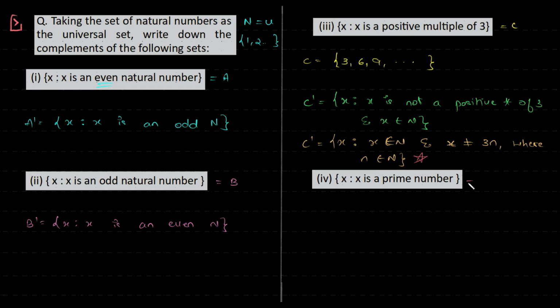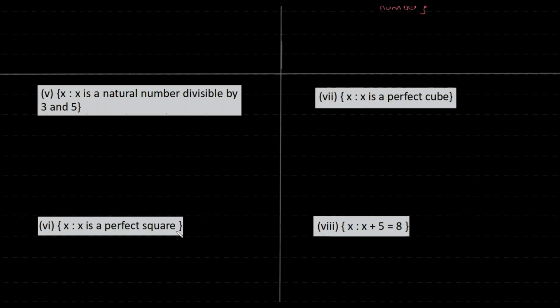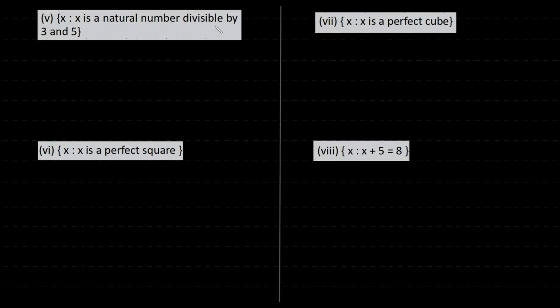Next thing, I'll call this set D. So D dash would be x such that x is not a prime number. Okay. Next, x is a natural number divisible by 3 and 5. Okay. So I'll call this E or something. So E dash will be such that x is a natural number.